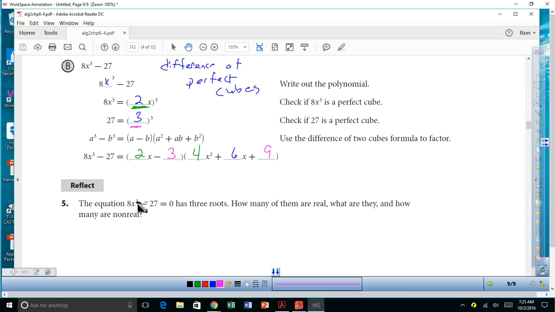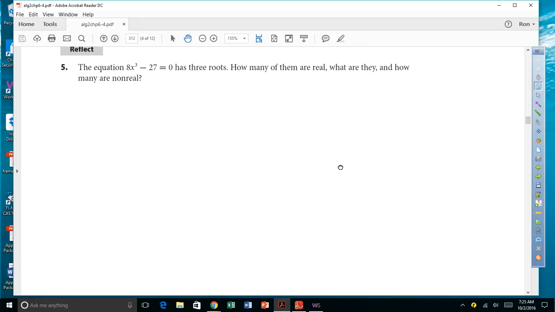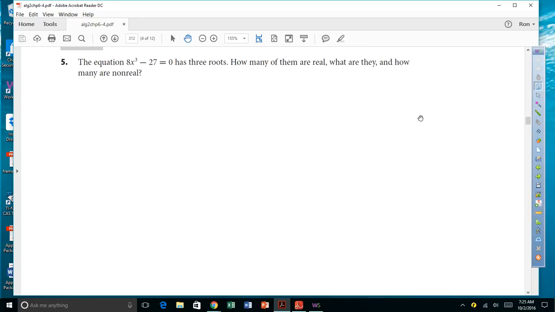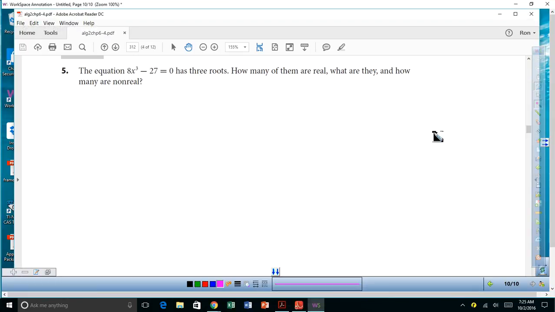The equation 8x cubed minus 27 has 3 roots. How many of them are real? What are they? And how many are non-real? So we have, remember, since the degree is 3 here, that means we're going to have 3 roots. We got 2x plus 3. That's going to be a real root. That's going to be a real root.